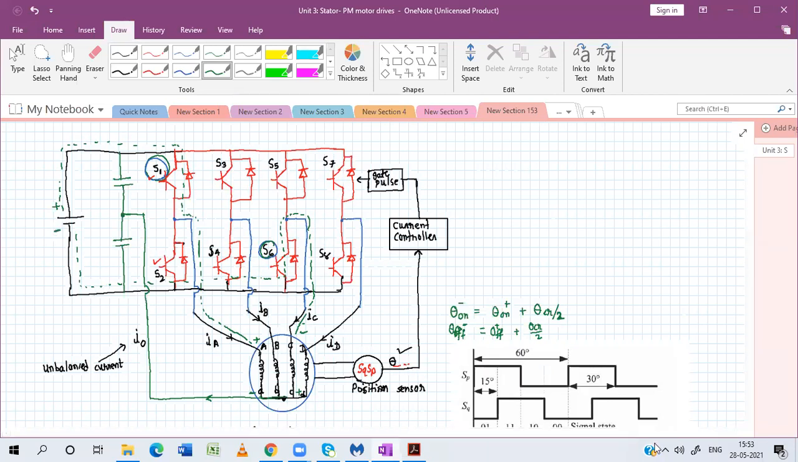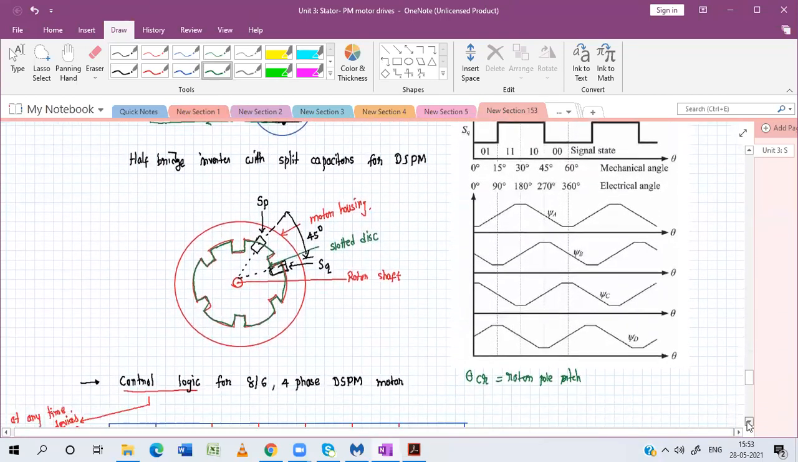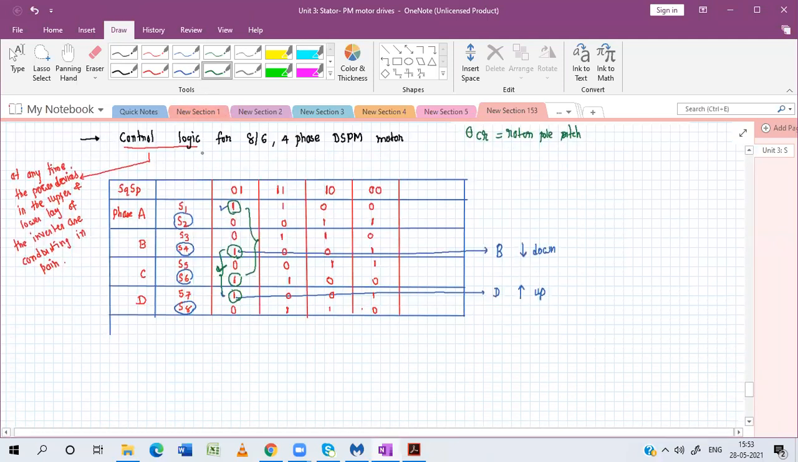So how can you draw this waveform? You can draw this waveform as per the truth table we have created, or we can say the control logic. When a 1 is coming, whenever SP and SQ both are getting a signal, that means this position, so phase A is rising, and phase C is going down.